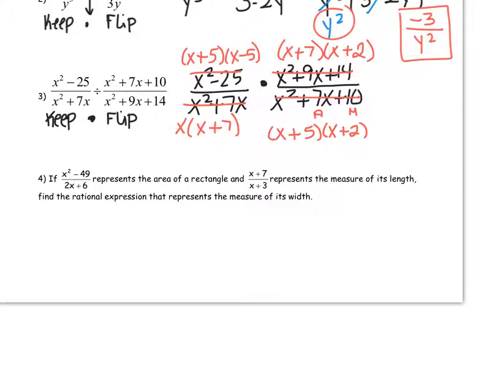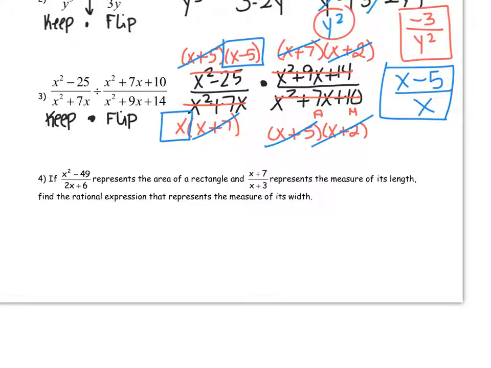So now I'm just going to play the game of what can I cross off. So x plus 5 and x plus 5. Remember, you can cross off any top with any bottom that's the same. x plus 7 and x plus 7, x plus 2 and x plus 2. So the only thing I'm left with on top is x minus 5, and the only thing I'm left with on the bottom is x. Final answer. Now, be careful, you cannot cross these off, because remember, it means x over x minus 5 over x. So it's really 1 minus 5 over x, not just -5.